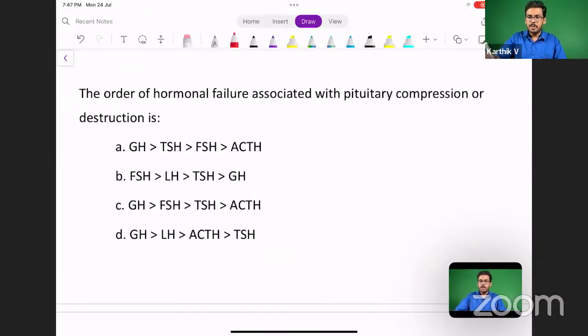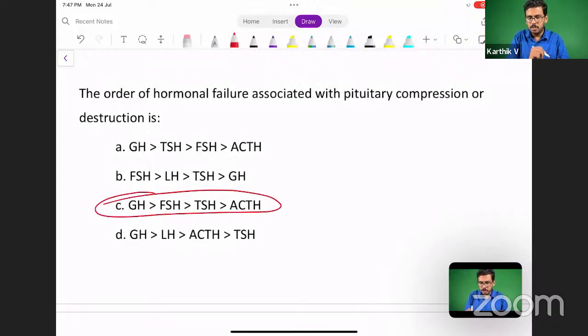So a straightforward question, direct pick from Harrison. The order of hormonal failure associated with pituitary compression or destruction. So this is the answer. The growth hormone is the most susceptible one, followed by FSH, TSH, and ACTH. So in all the conditions, usually in pituitary compression, pituitary loss of vascularity, or in radiation-induced damage, growth hormone followed by gonadotropes, followed by TSH and ACTH is the most common pattern.